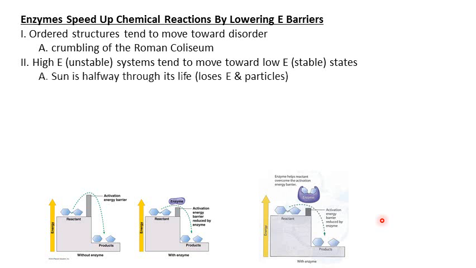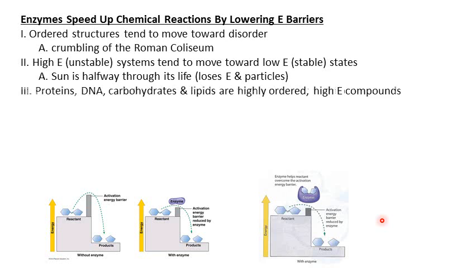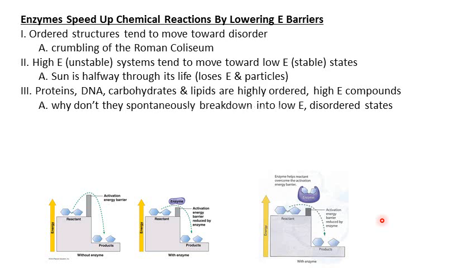I mean, you think about our own sun. It's halfway through its life. It's moving towards greater stability. It's losing energy and particles every single moment of every day. Now, proteins and DNA and carbohydrates and lipids, they too are highly ordered. They are high energy compounds. So why don't they spontaneously just break down into low energy, disordered compounds?